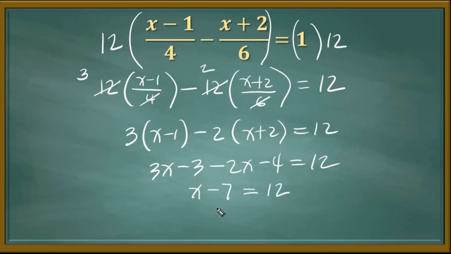Now finally, to eliminate the negative 7 on the left side of the equation, I simply need to add 7, its additive inverse, to both sides of the equation. Again, that's by virtue of your APE. So the left side becomes just x, and the right side becomes 12 plus 7, which is 19.